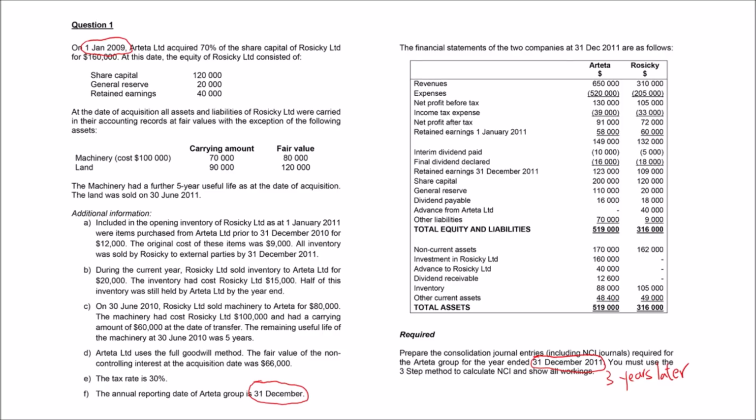Finally, because this question has NCI in there, before you start, you need to look for whether it is a partial goodwill or a full goodwill method. So in additional information D, you can see that in this question we have the full goodwill method. So those are the few things that you're going to look for before you start.